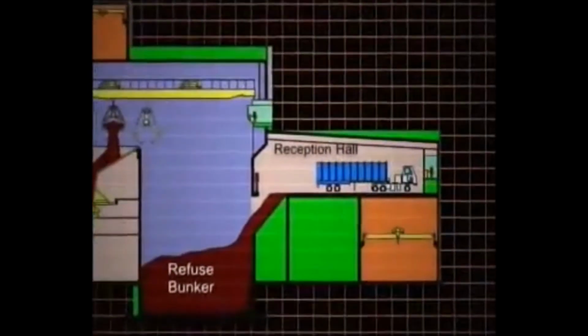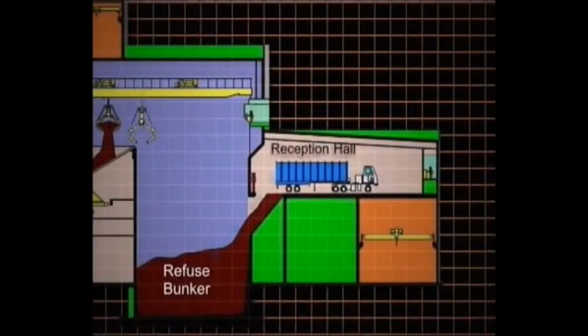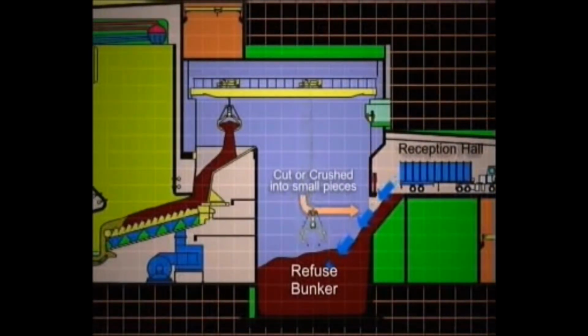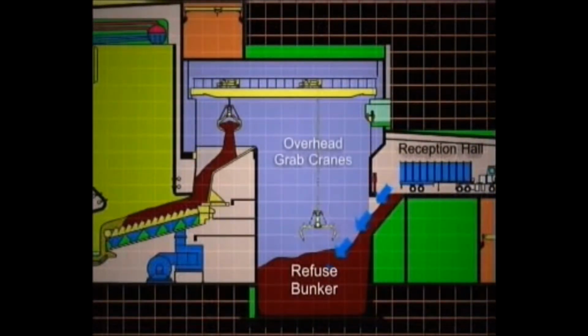Refuse brought to the plant is weighed and then discharged into the refuse bunker. Bulky waste such as tree trunks and furniture are cut or crushed to small pieces. The refuse is mixed thoroughly in the bunker using overhead grab cranes and then charged into the furnaces from the top.